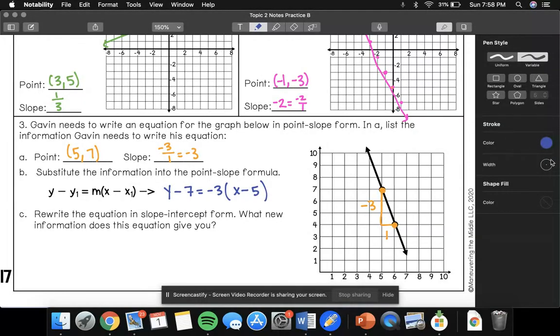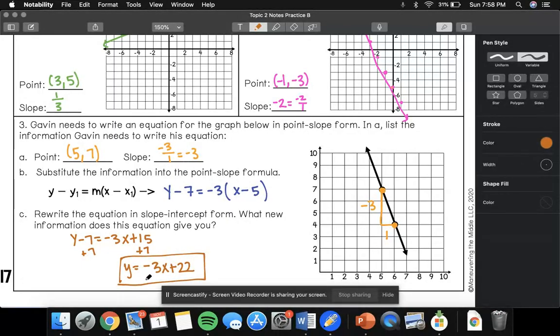Okay. Now for part C, it says to rewrite this equation in slope-intercept form. So let's distribute the 3. 3x minus 15. We would add 7. Add 7. 3x minus 8.